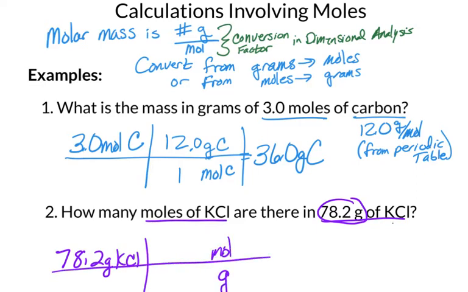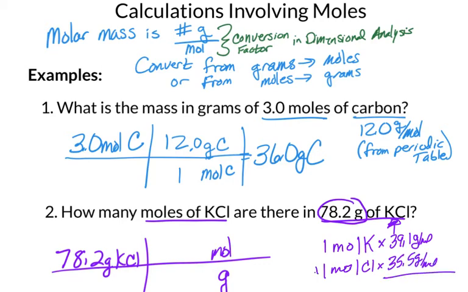So we'll need to find out what is the molar mass of potassium chloride. To do that, we need to find out the molar mass of potassium and add to it the molar mass of chloride. I'm looking quickly at our periodic table. The molar mass of potassium ion is 39.1 grams per mole, and the molar mass of the chloride ion is 35.5 grams per mole.